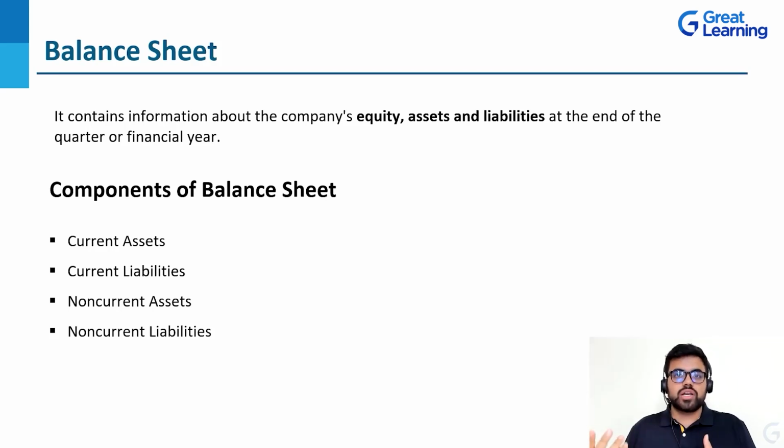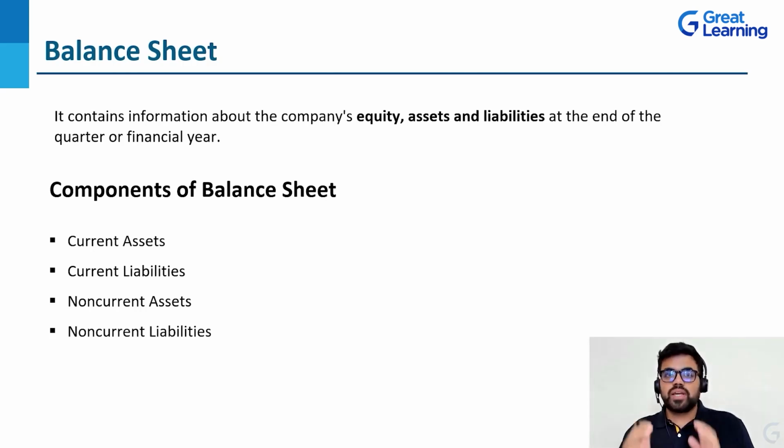Asset means the future economic benefit that it would give. Second, it tells us about the liability section of it. Liabilities are the borrowings of the company, what it is liable to pay outside the organization, right? Thirdly, it tells us about the ownership of the company, the equity part of it.